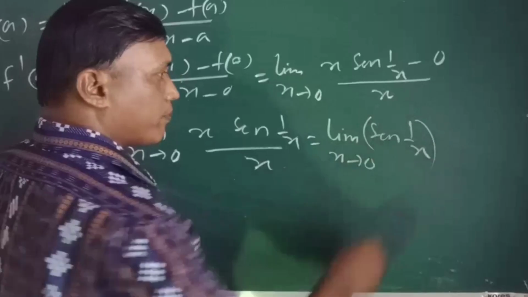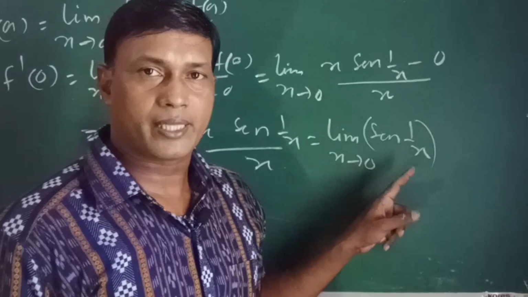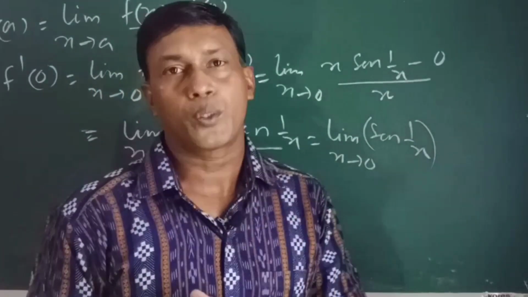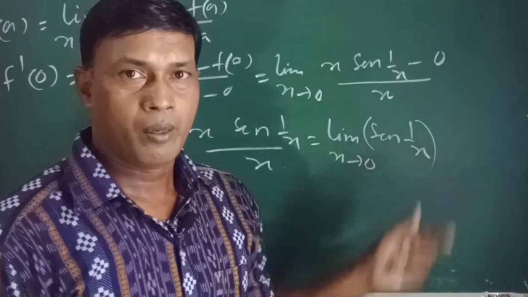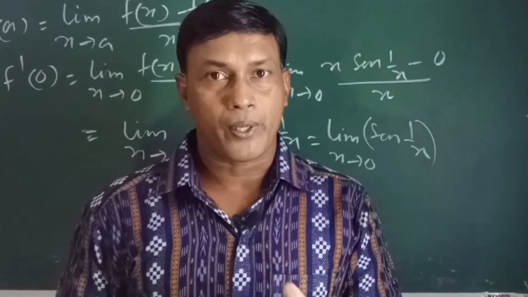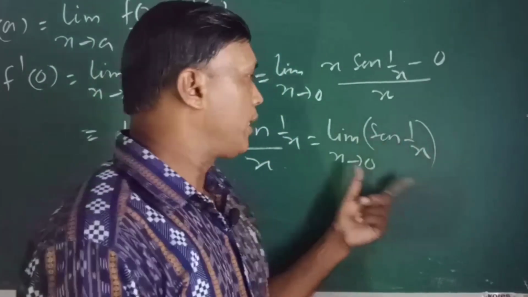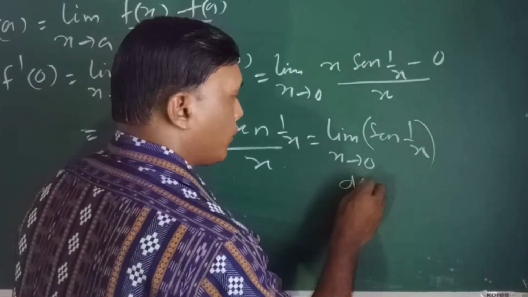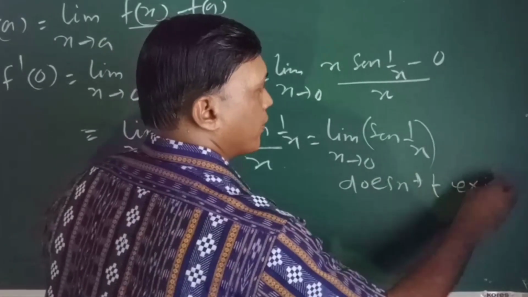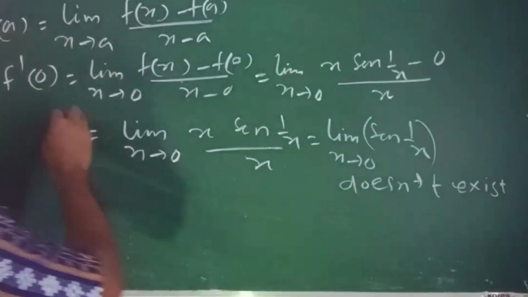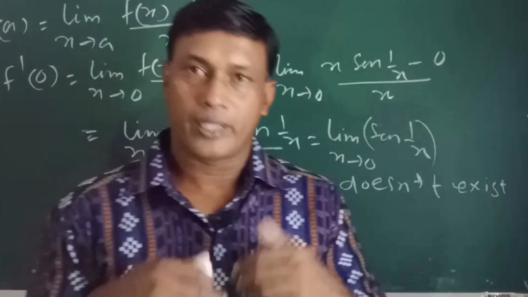But dear students, in limit chapter we know limit x tends to 0 sin 1 by x is a real number between minus 1 and 1. But what is the exact value we don't know. This is an arbitrary value. But we know limit of a function is unique. But this limit is not unique. That's why this does not exist. So limit of this does not exist. So as f dash 0 does not exist, that means the function is not differentiable.